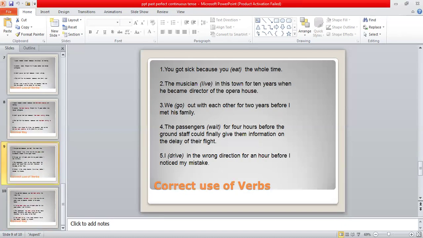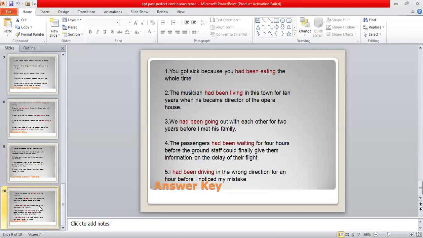Then we have the answer key to all those sentences which were there with you. So I hope that this answer key is going to be very useful for all the students just to check their answers, and their idea will be quite clear how they have to use past perfect tense.